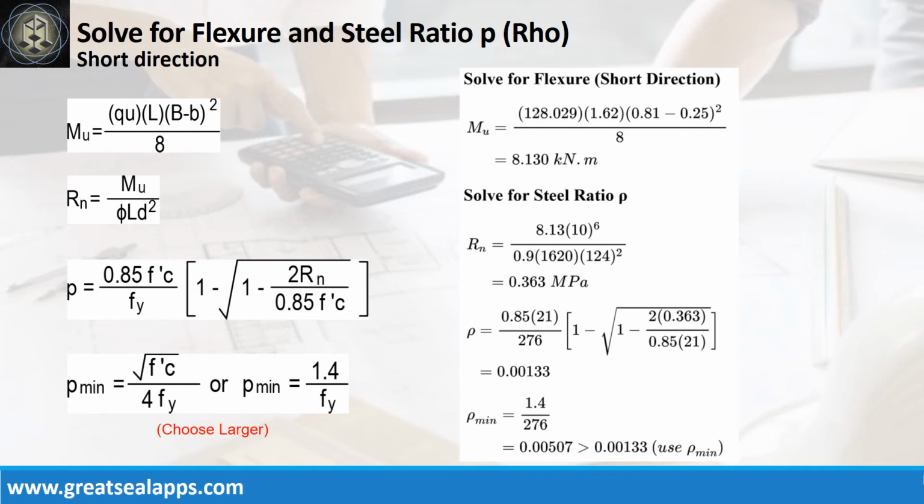Given resistance factor equals 0.9, L equals 1620 mm, and D equals 124 mm, the beam design ratio Rn equals 0.363 MPa, and reinforcement ratio Rho equals 0.00133. Use Rho minimum of 0.00507.